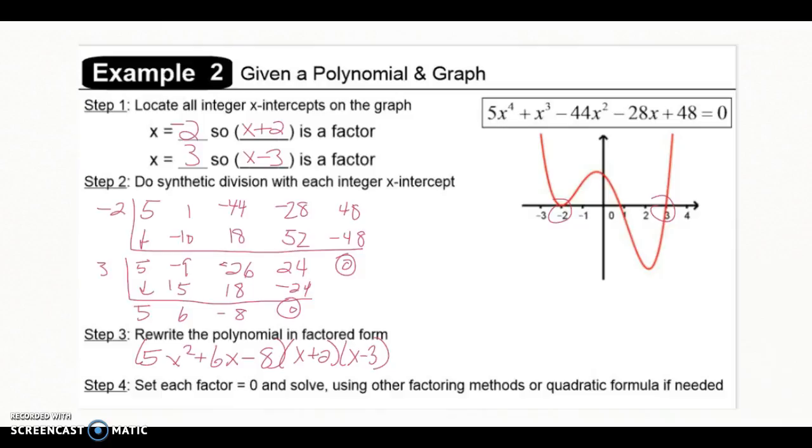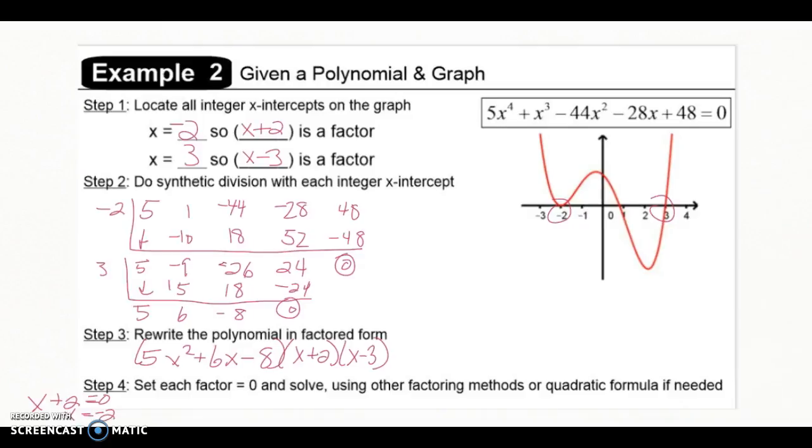Okay, I'm going to jump over here. We set each of these two factors equal to 0 first. X plus 2 equals 0. Subtract 2 on both sides, so we get x equals -2 for one of our intercepts. X minus 3 equals 0. Add 3 to both sides, so we get x equals 3 for another one of our intercepts, confirming what we knew by looking at the graph.